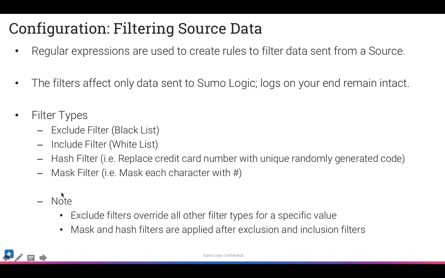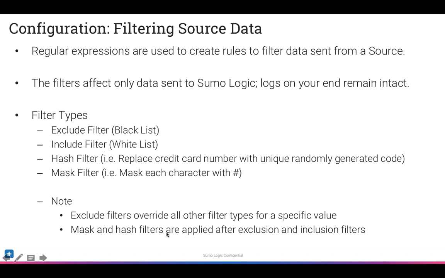Now, a couple of things to keep in mind. A lot of people said, well, I've built like 6 or 7 different rules. Which ones take precedence over the other ones? So exclude filters are going to override all other types of filters, so those take priority. If you have one of each of these, the exclude filter is going to take priority over all of those.